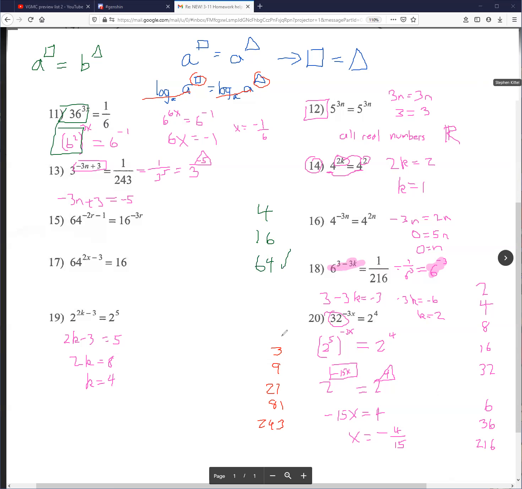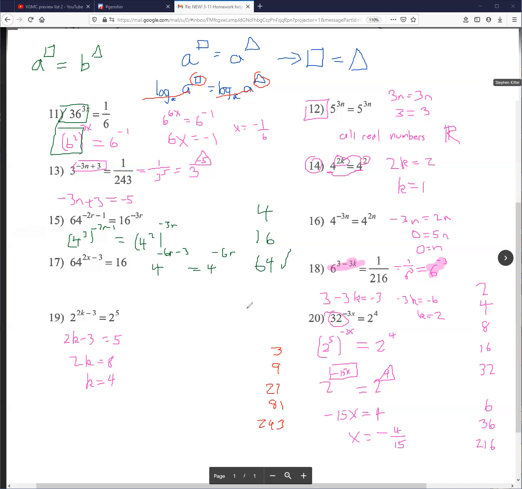There we go. So we're going to say that 64 is 4 to the third to the negative 2r minus 1. And 16 is 4 to the second to the negative 3r. And now we're going to use power to a power. We're going to say 4 to the negative 6r minus 3 is equal to 4 to the negative 6r.